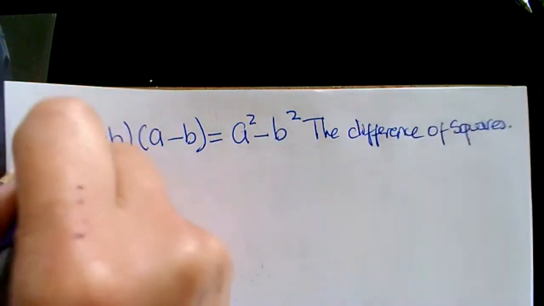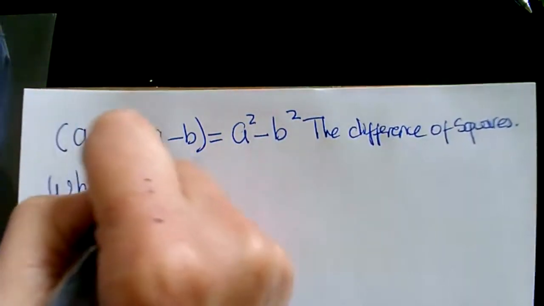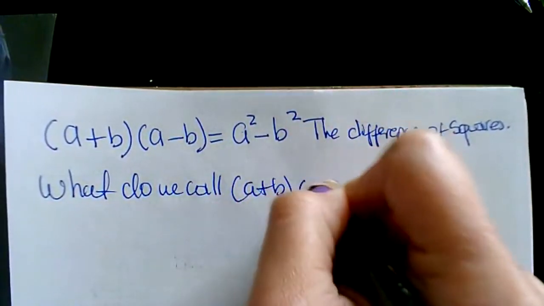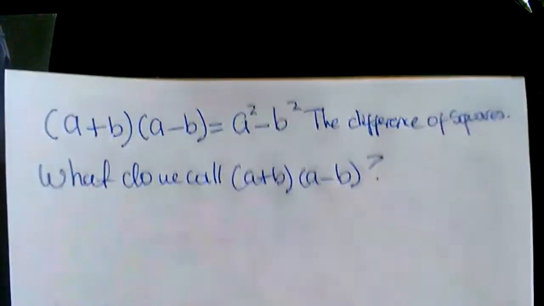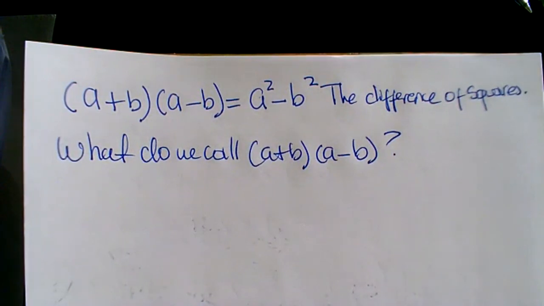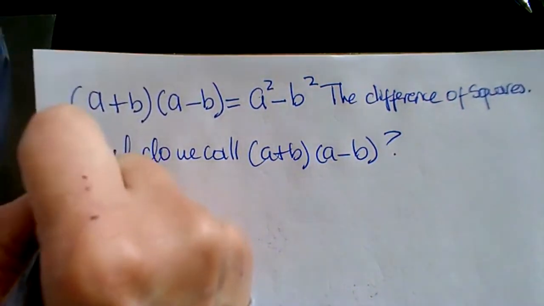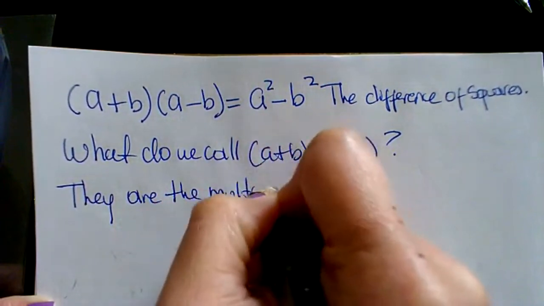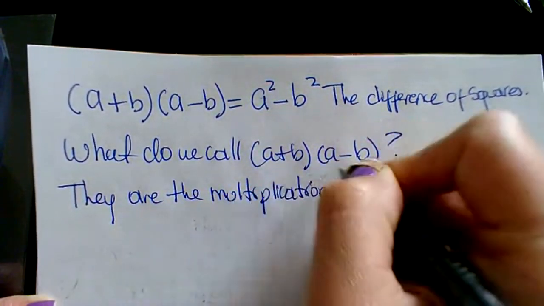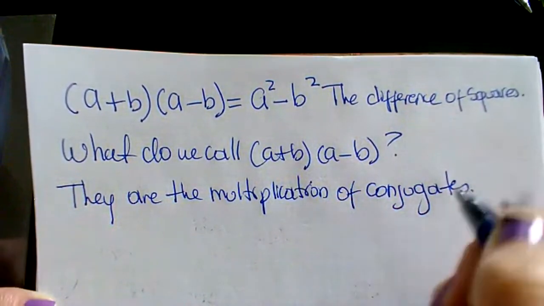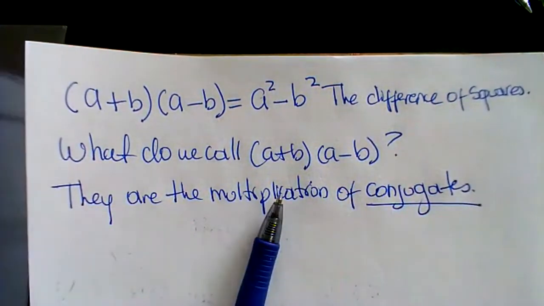And I have a question here. What do we call a plus b and a minus b? I believe I said it before. They are the multiplication of conjugates, okay? The multiplication of conjugates, all right?